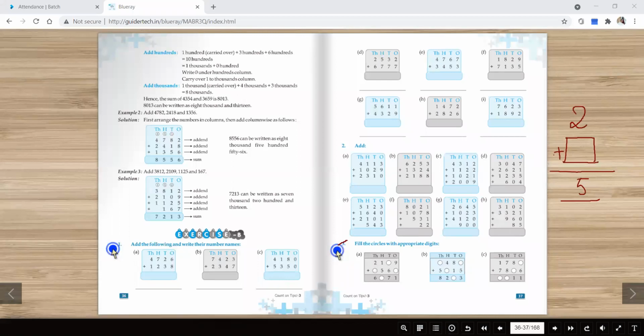Okay, so I told all of you, what will be the number so that the answer will be 5? It's very easy. You will tell me, ma'am, 3. How have you taken it out? Actually from 5, you just subtract 2 and the answer has come as 3.